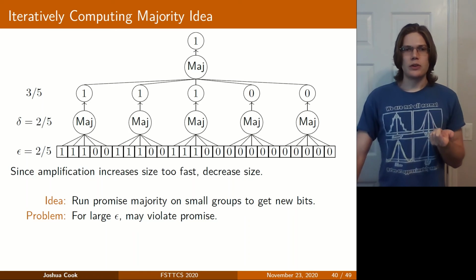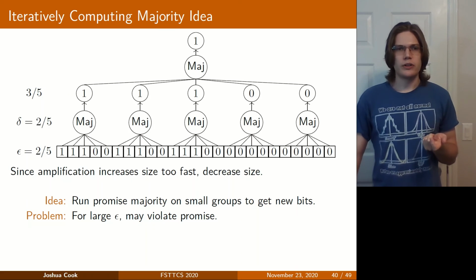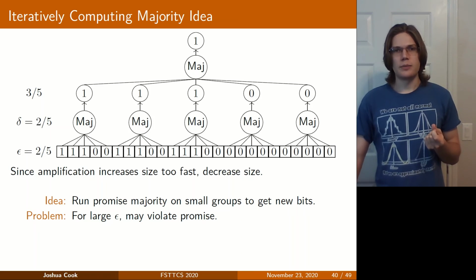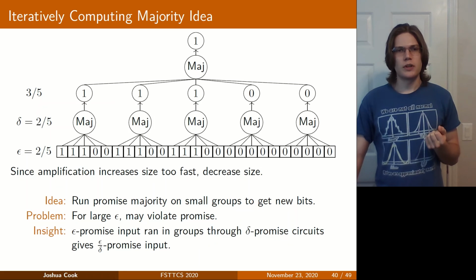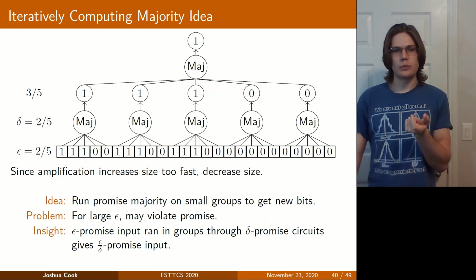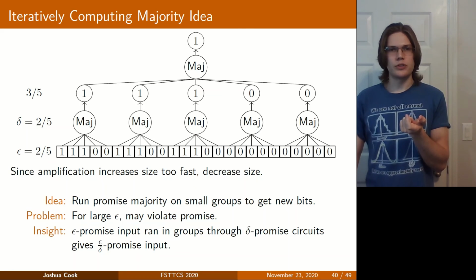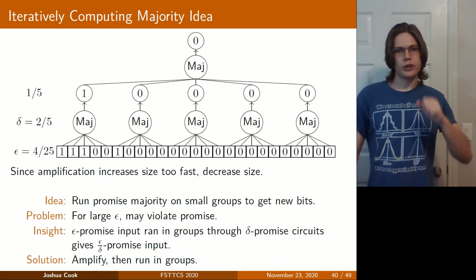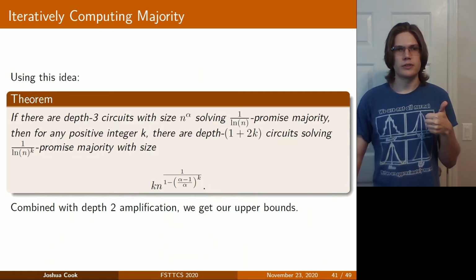The issue is that if we have a large epsilon and our delta is not too great, then we might end up getting something that's not the promise. But we can actually control that. If epsilon is significantly smaller than the delta in the promise of the majorities, then our inputs will still satisfy a promise, the amplification will work, and we can still output something that works.